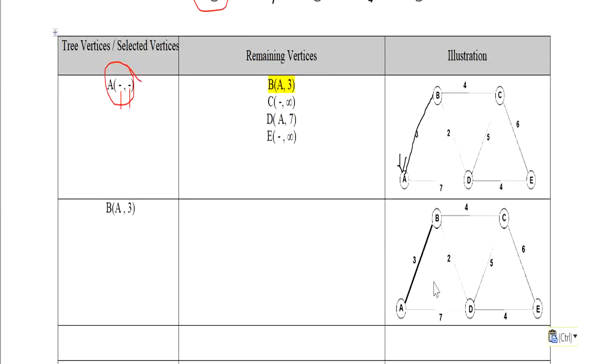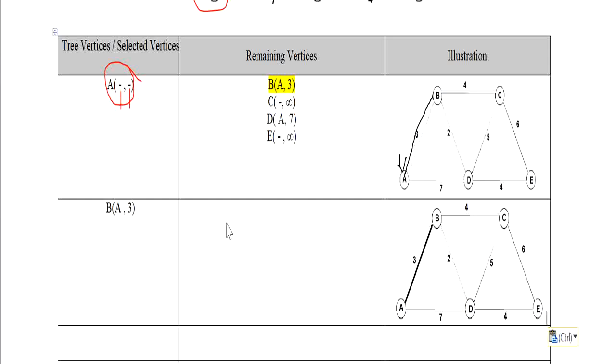So according to this, I have plotted this edge A to B, and from A I can visit B, and its weight is 3. So now B can be visited with the weight 3. This representation says from where it has been chosen. For example, B is chosen and it has come from A, so A is here and its lowest cost is 3.